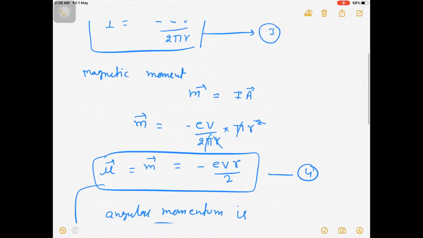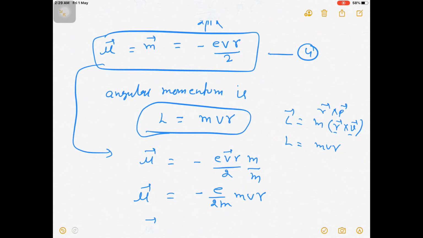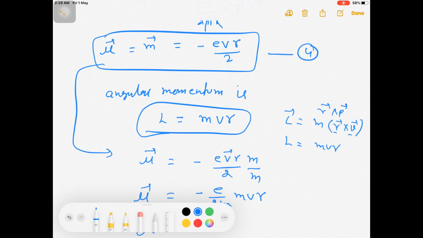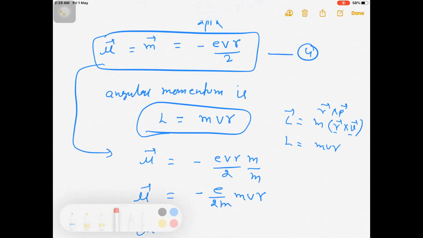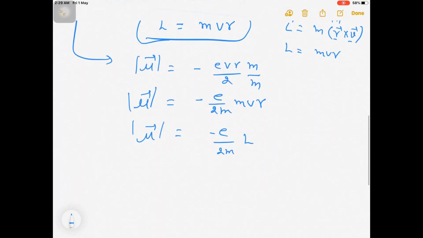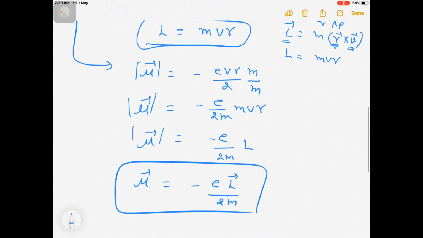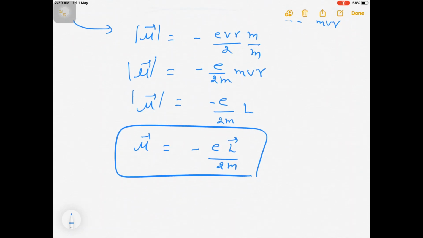Let me define it. We cannot put a vector sign on the velocity, so I just put it like this. And we get minus e by 2m into L, and if I want to write it in vector form, then I can write mu vector equals minus e L vector divided by 2m. Why can I not put a vector on velocity? Because angular momentum is perpendicular to both the radial vector and the velocity vector, so you cannot put a vector on the velocity, but you can put the vector on L.